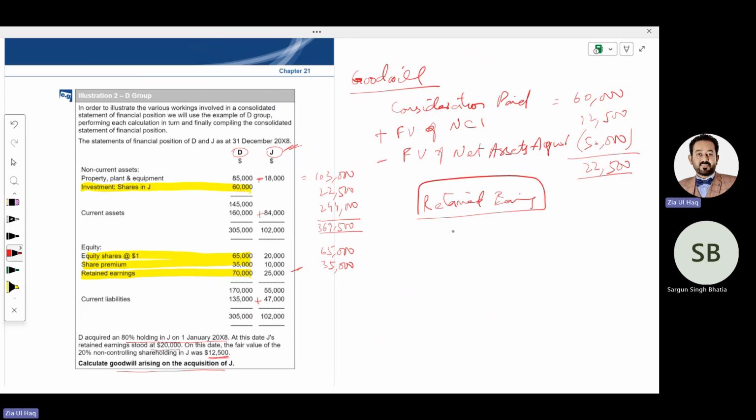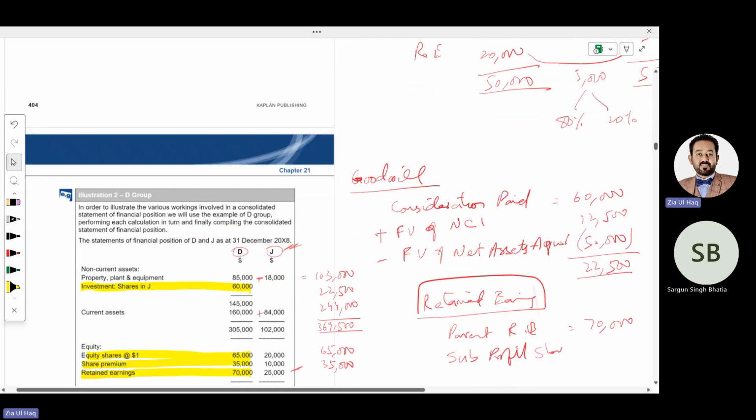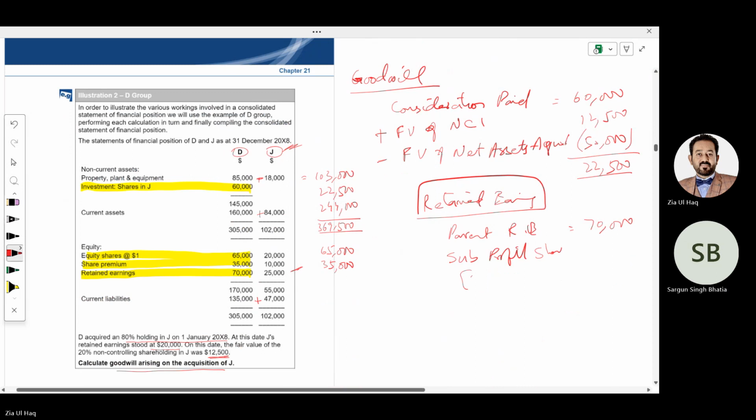How to calculate parent retained earnings? 70,000, and the subsidiary profit share. How much is the subsidiary profit? 5,000. 80% is your share, that will be 4,000. So altogether 74,000 will be retained earnings. But we also need to record non-controlling interest.